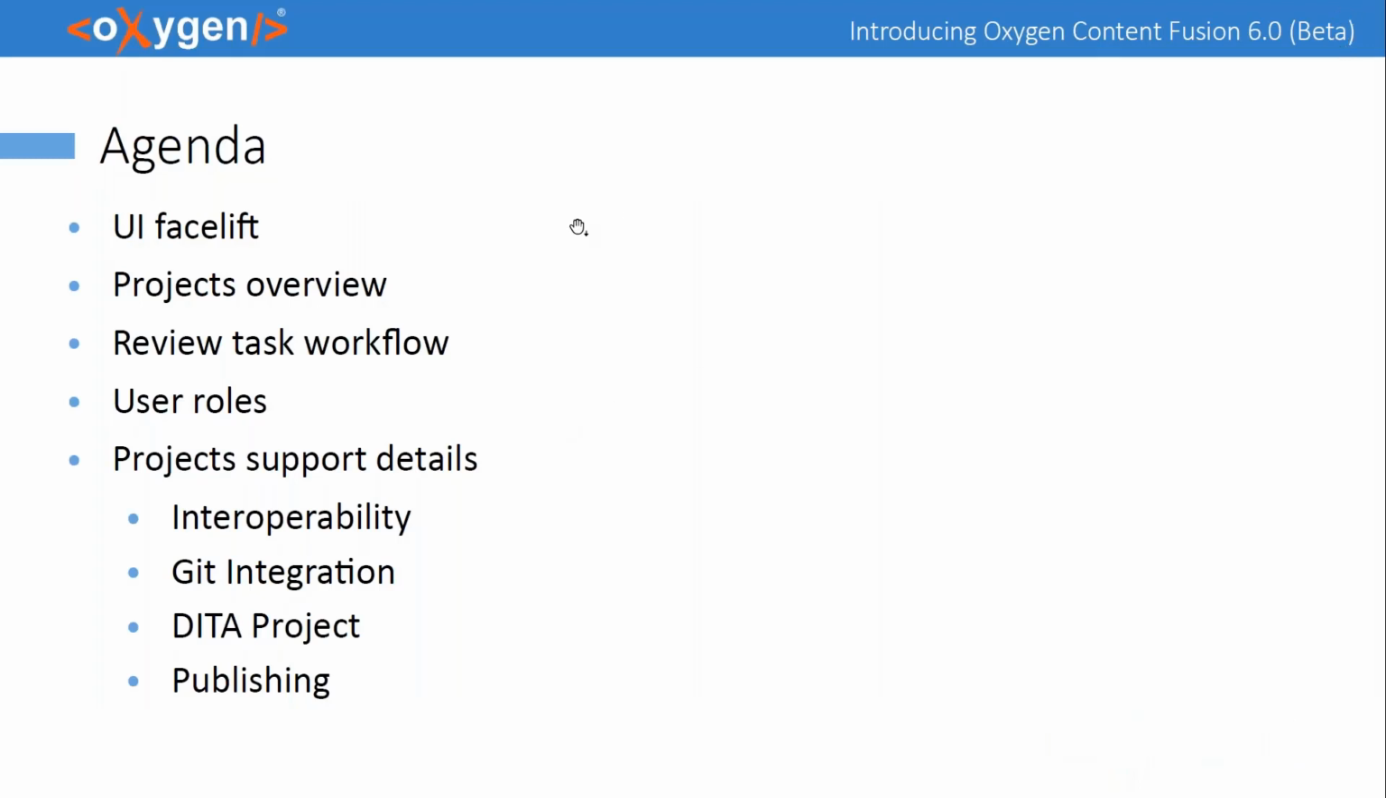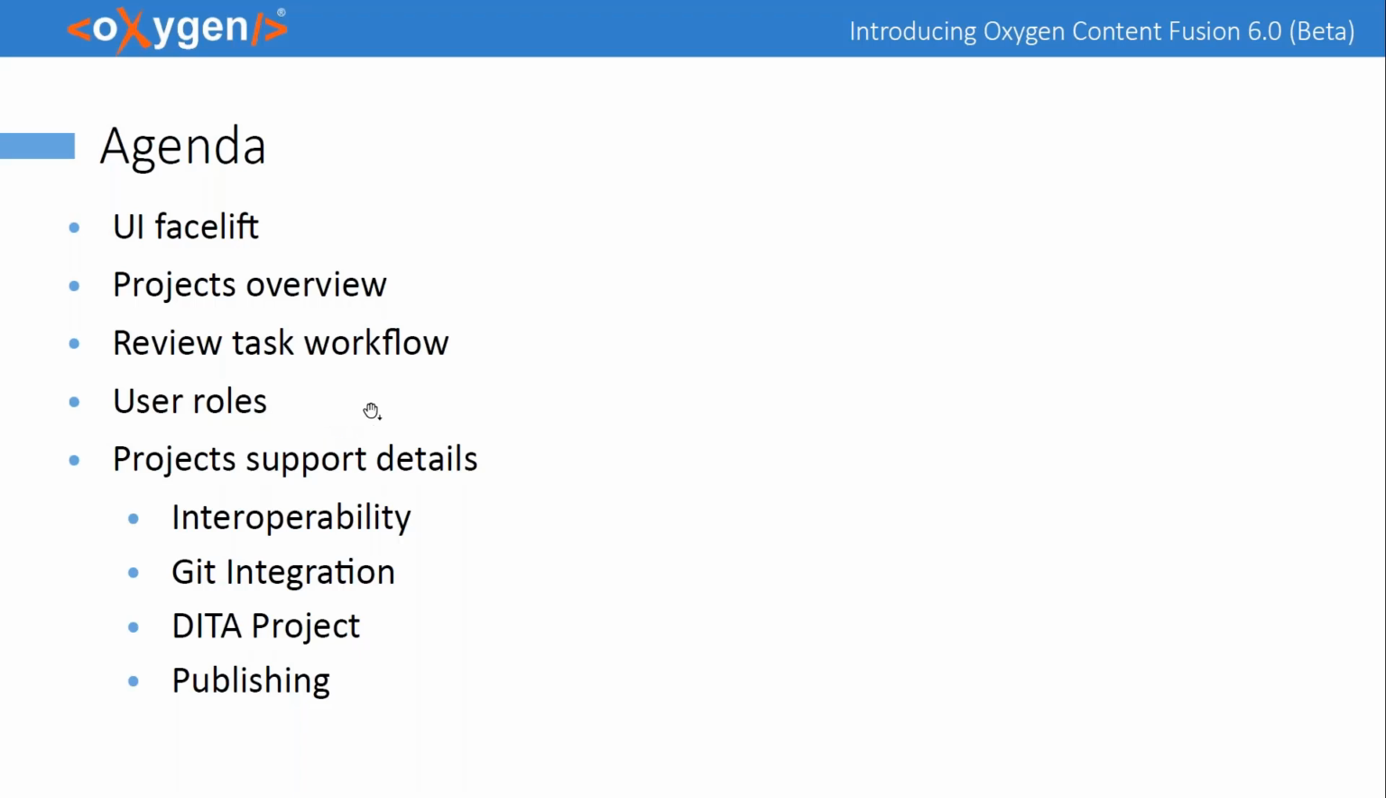So in today's presentation, I will talk to you first about some UI facelift that we implemented in version 6 of Content Fusion. Then I will give you a brief overview of the project's feature that was introduced in this version. Then I will present the changes that were made to the review task workflow. Then a bit about some new user roles that were added to the platform.